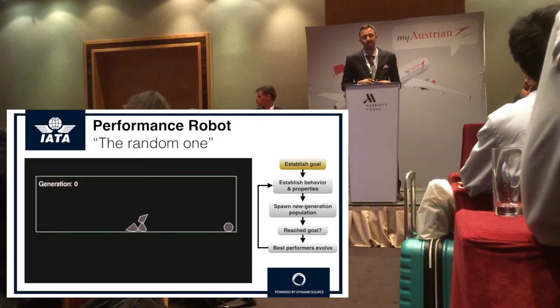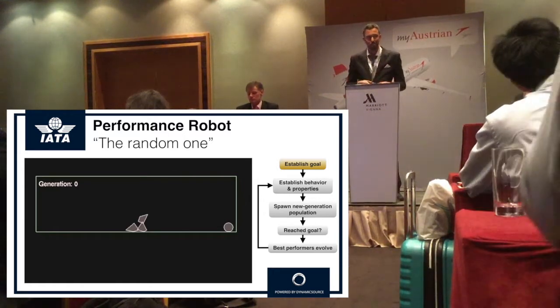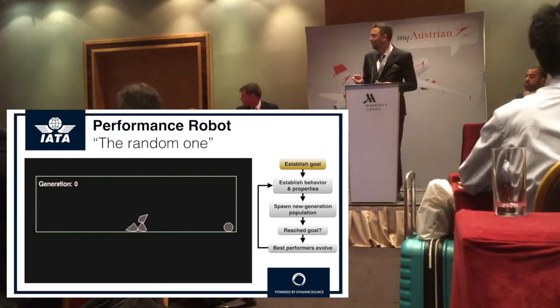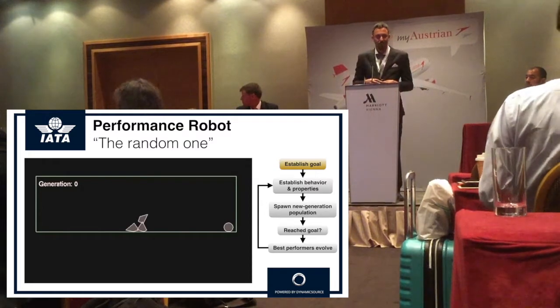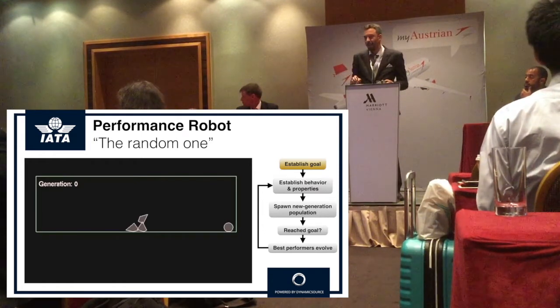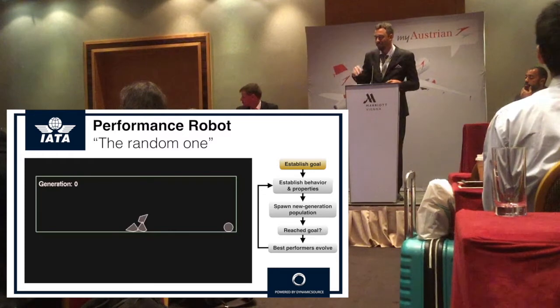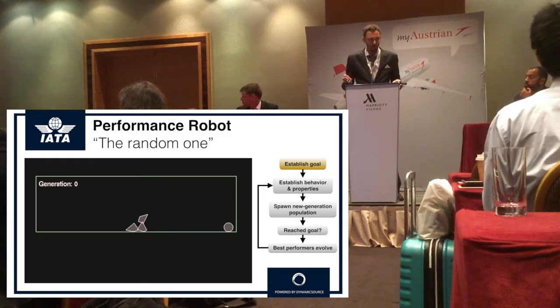So, this algorithm I just showed you is called the genetic algorithm. What we have here is a simple creature called the random one. It's the first generation of this creature. It has 3 limbs. We first start by establishing a goal. That's what the humans do.